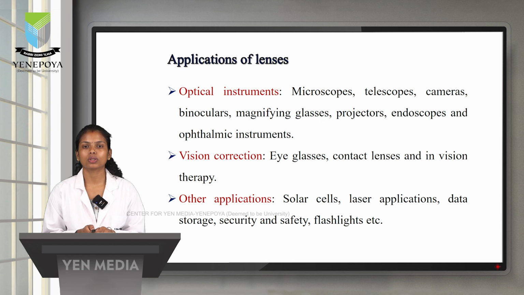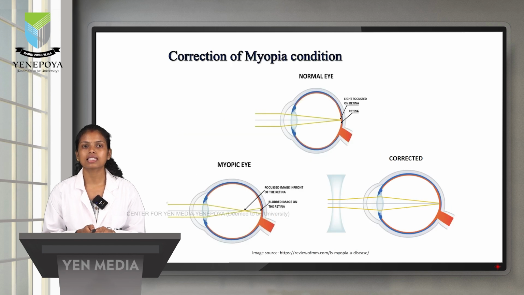We now look into the usage of lenses for the correction of certain eye defects. Some of the commonly occurring eye defects are myopia and hypermetropia. Generally, for a person with normal vision, the rays coming from any object, after refraction through the lens of the eye, converge at a point on the retina where a clear and sharp image of the object is formed.